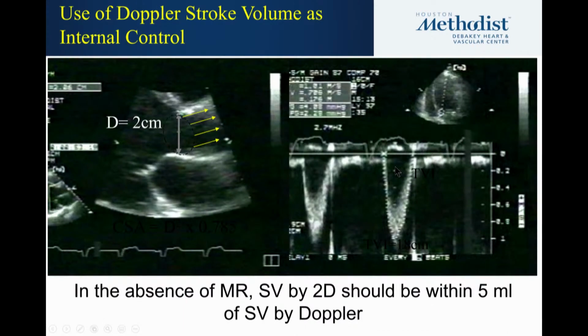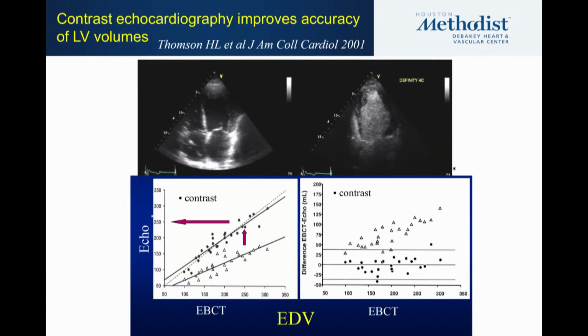One good trick is to use an internal control, and a very good internal control is stroke volume by Doppler. So in the absence of mitral regurgitation, stroke volume by 2D should be within 5 cc's of stroke volume by Doppler. And that can give you a sense of your accuracy.